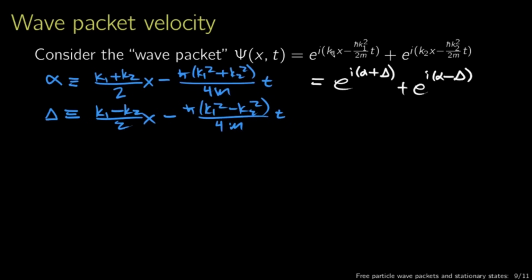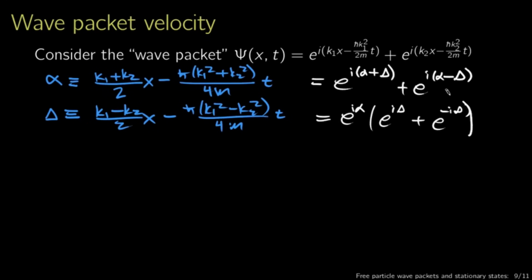If I write this function as alpha plus delta, when I add alpha and delta, for instance, this first term gets me k1 plus k2 plus k1 minus k2. The k2's drop out, and I end up with 2k1 over 2, which is just k1 times x. Just k1x, essentially. What you want to get from this, if I express these exponentials in that way, is that you can factor out the alpha part. You get an e to the i alpha times an e to the i delta plus e to the minus i delta.